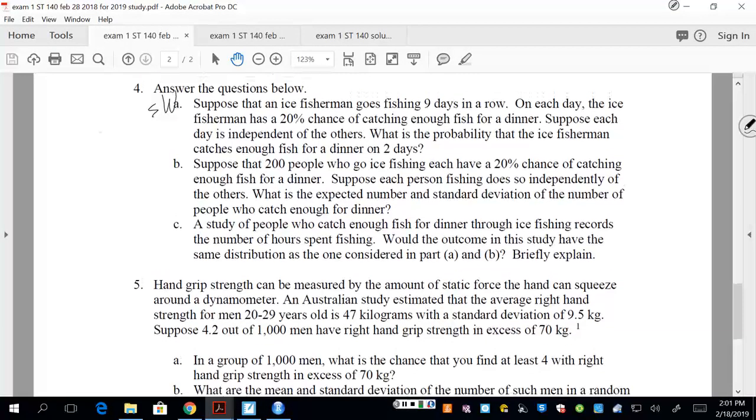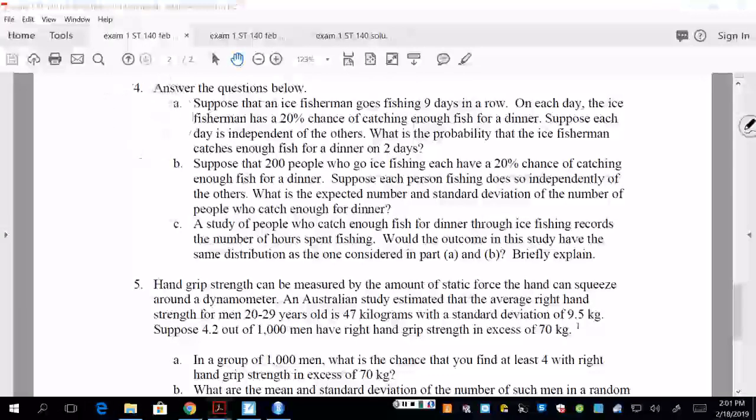There are a few questions put together. So an ice fisherman goes fishing 9 days in a row. On each day, there's a 20% chance of catching enough fish for dinner. Both days are independent. What is the probability the ice fisherman catches enough fish for dinner on 2 days?